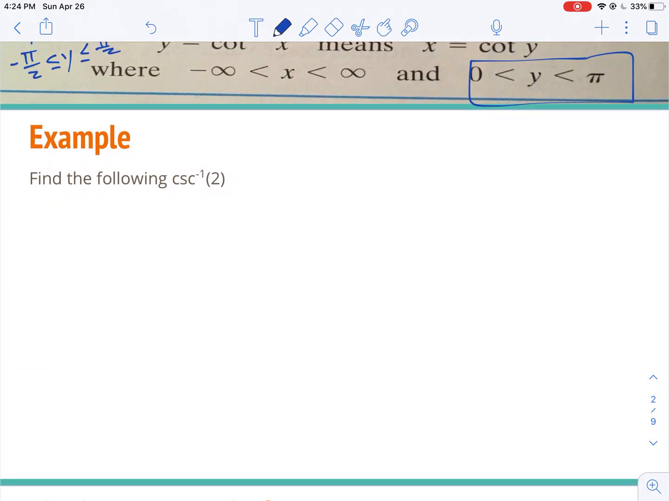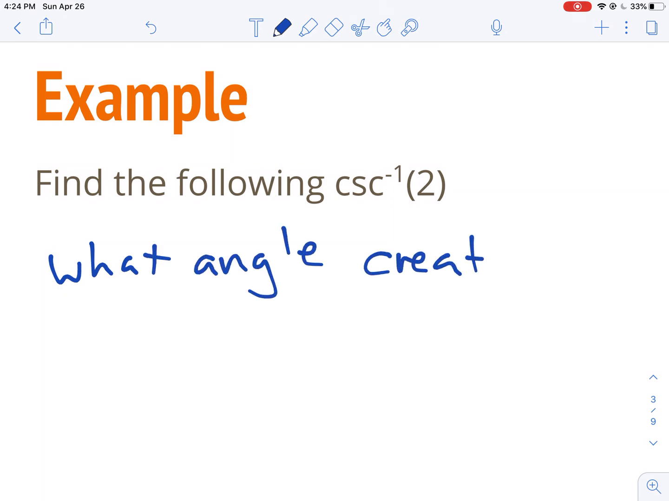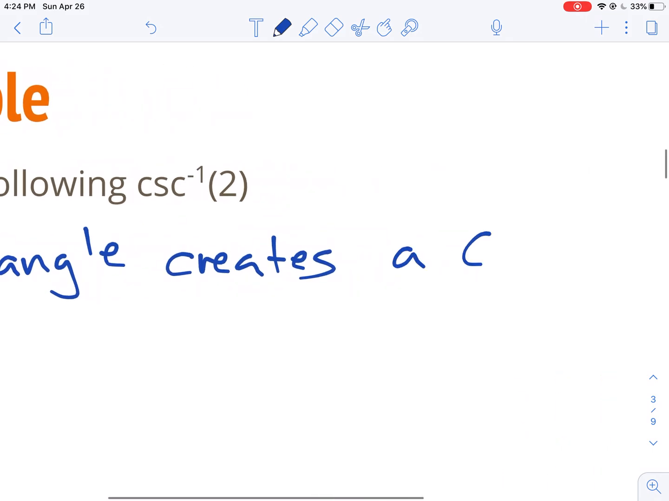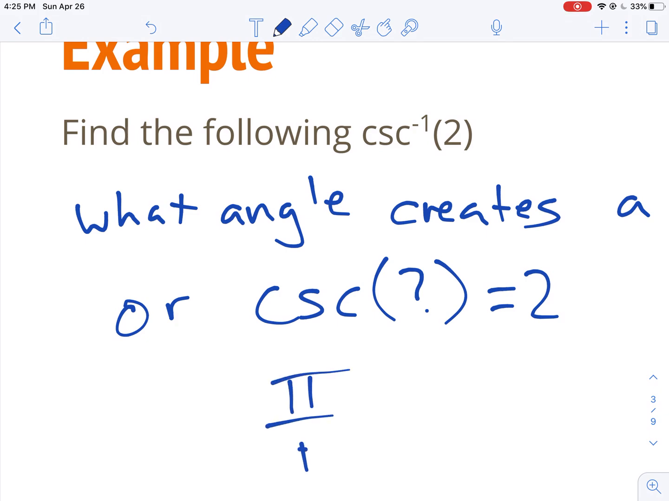So finding what is the inverse cosecant of 2, again, I'm asking myself, what angle creates a cosecant equal to 2, or I've got cosecant of some random angle, question mark, and that's equal to 2. So what is that question mark? In this case, pi over 4. If you take the cosecant of pi over 4, you get 2. And that's all you have to do. I'm asking myself, what is the angle that creates this cosecant?